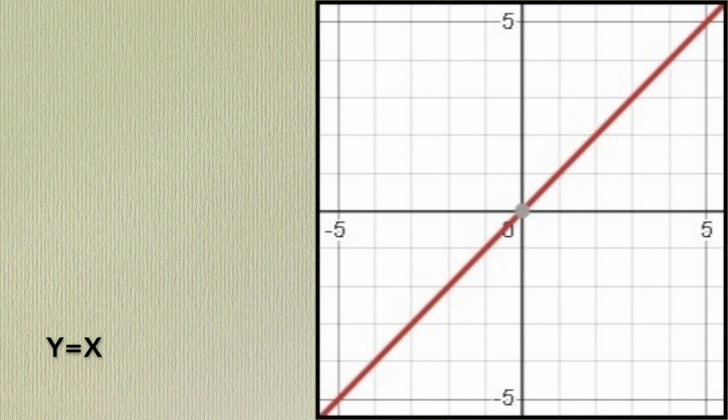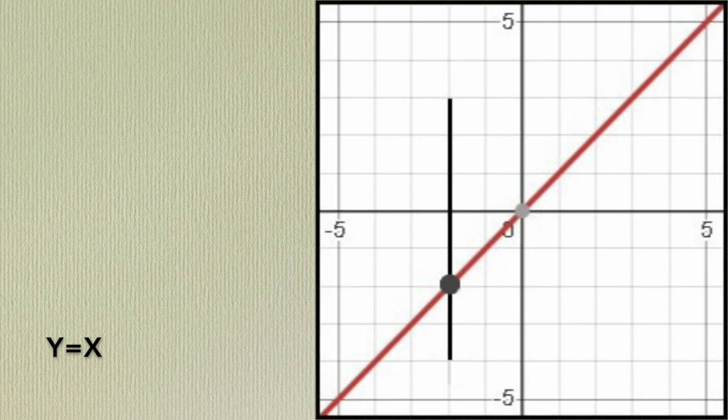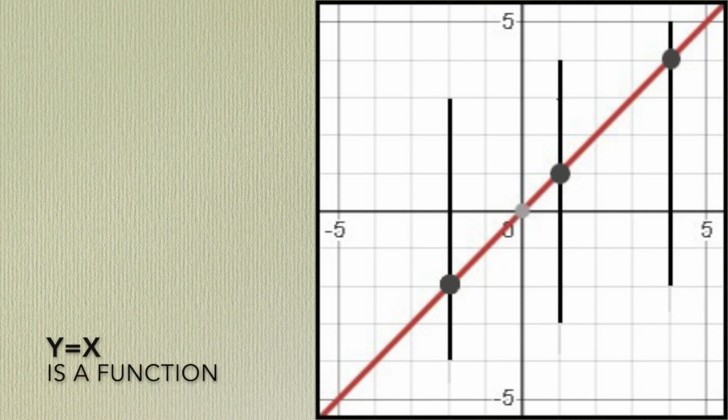So now let's draw a vertical line on this graph. If I draw a vertical line, it crosses this graph at exactly one point. So far, it's passing the vertical line test. It's crossing at exactly one point. In fact, if I draw a vertical line anywhere on this graph, that vertical line crosses at only one point. So this is a function.